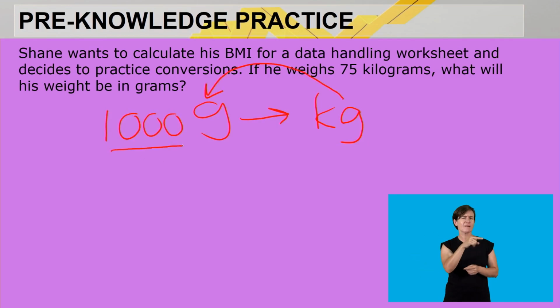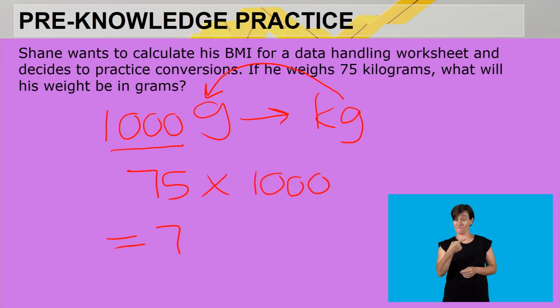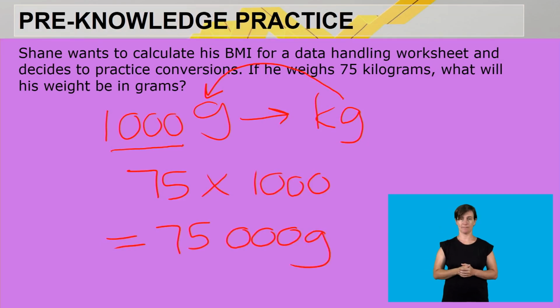What happens to the value? It becomes bigger. Therefore, we are going to multiply. So now we're going to say 75 times 1,000, and then his weight in grams will be 75,000 grams.